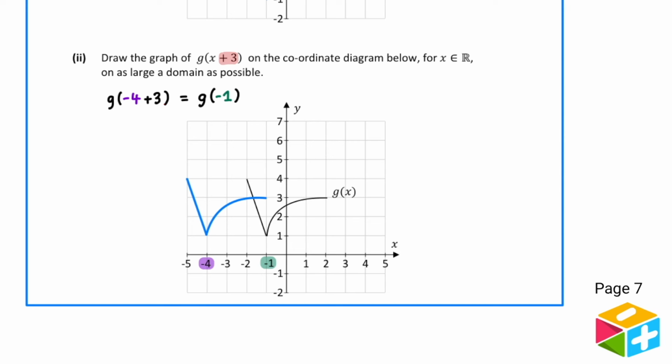This means that x equal to -4 on the given function corresponds to x equal to -1 in g of x. In other words, there's been a shift of 3 units to the left. Applying this transformation to the rest of the points gives us the blue curve that I've drawn in.